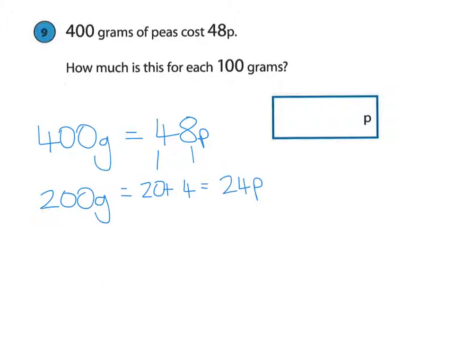Let's halve the 200. We now have 100 grams. We then have to halve the 24 pence. Half of 20 is 10. Half of 4 is 2. Let's add those together. We have 12 pence. So 100 grams of peas costs 12 pence.